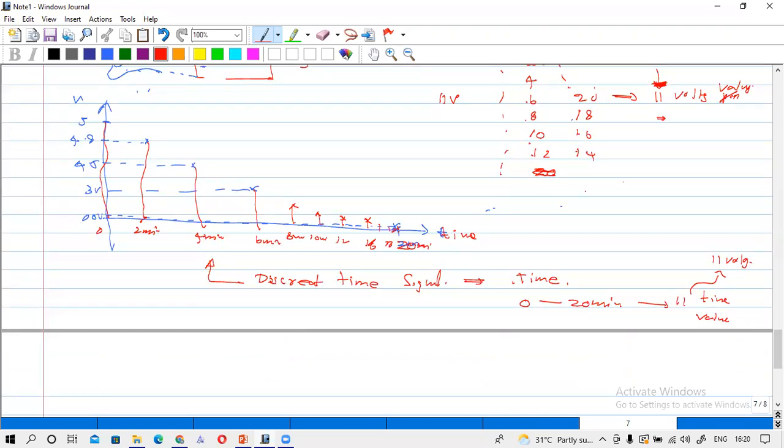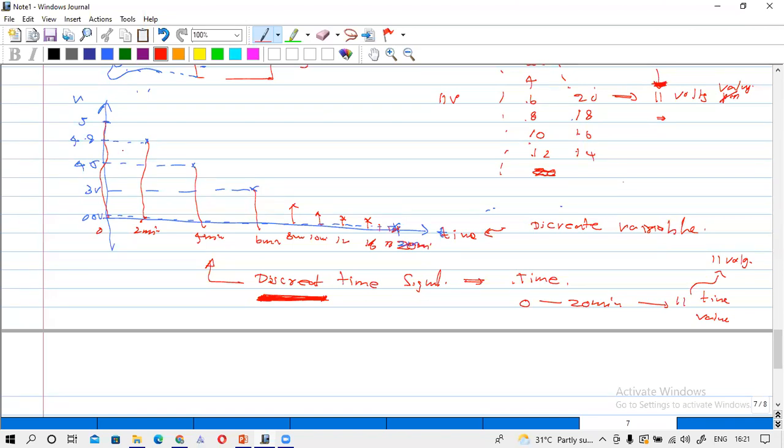For the countable things we use the word discrete. It is a matter of word. This type of thing we call discrete. So this time is actually a variable, and at this point, this time is a discrete variable.